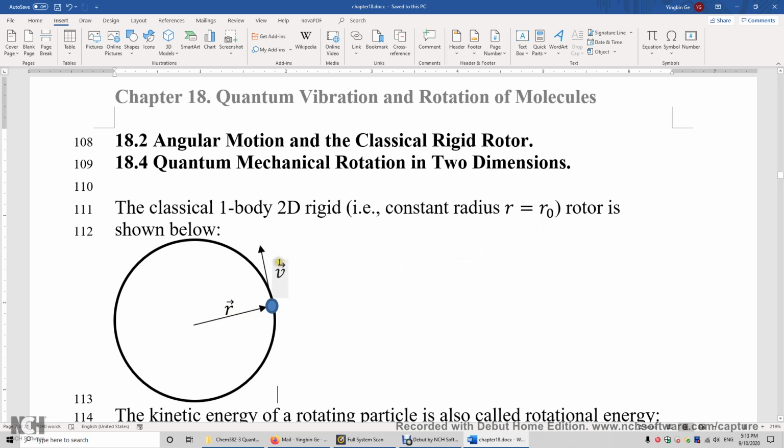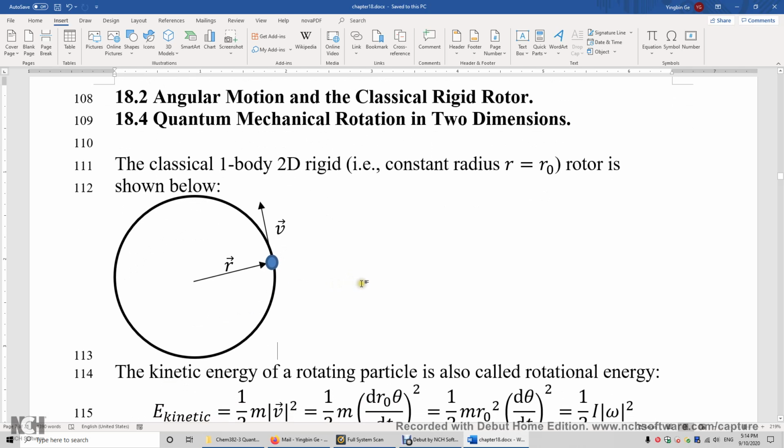Both r and v here are vectors. They are always perpendicular to each other. The angular momentum of this particle is the cross product of r and v. The angular momentum vector is perpendicular to both r and v. The kinetic energy of a rotating particle is also called rotational energy.